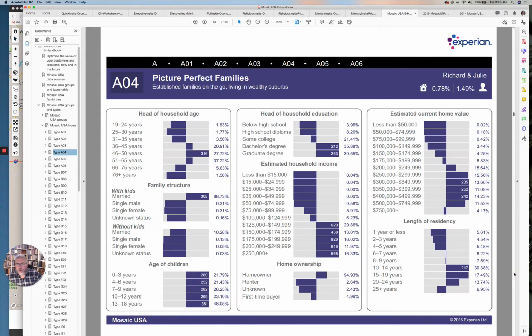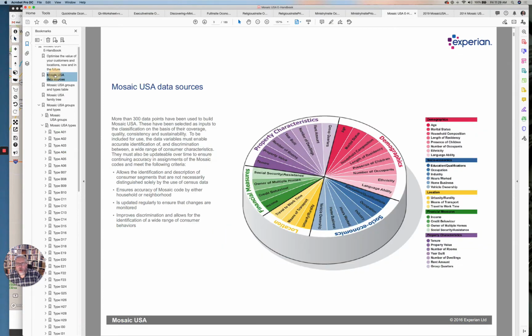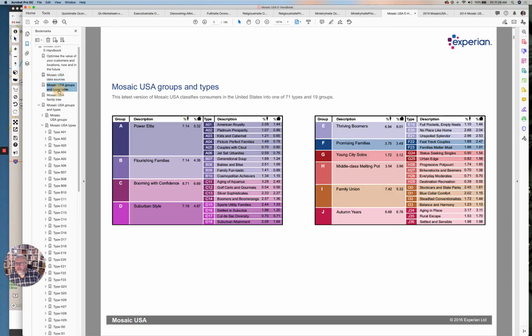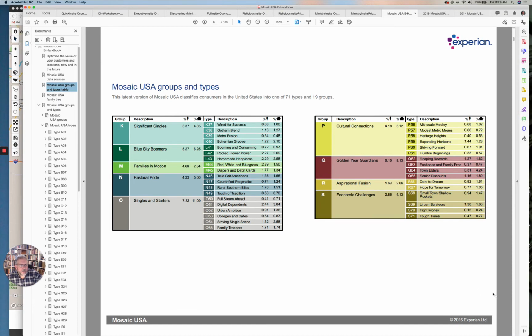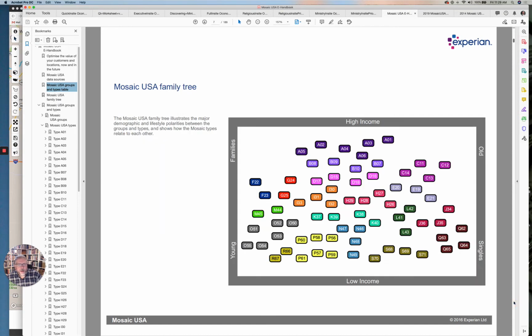The next page on this will again give you a bar chart of the estimated household income. This is why they're part of this A group in the Mosaic stats, which is a bit more of the top end, if you will. Here are the listings on this. The Power Elite are part of that, and Flourishing Families, Booming with Confidence, Suburban Styles. You can see how they're broken down, and they are broken down according to socioeconomic status.